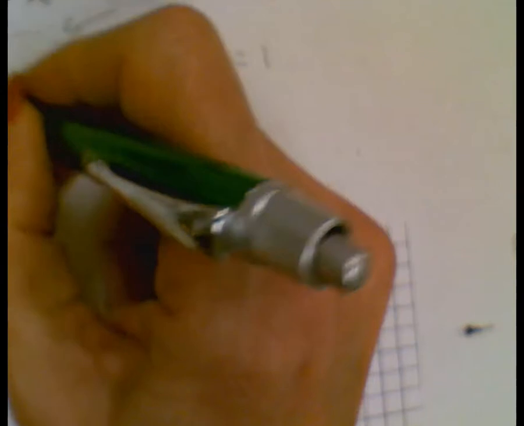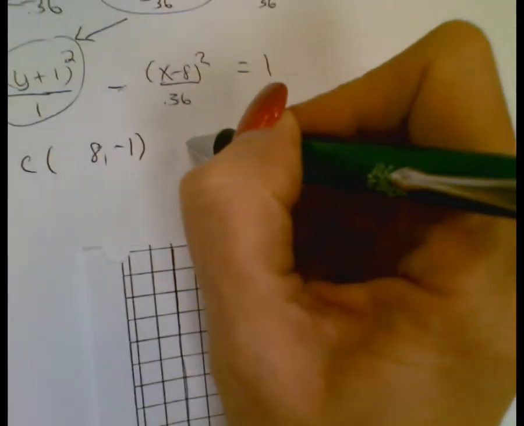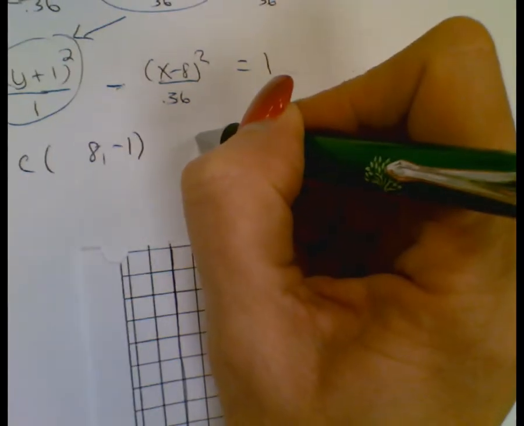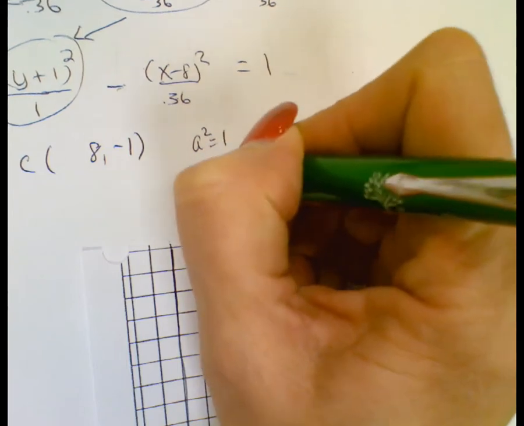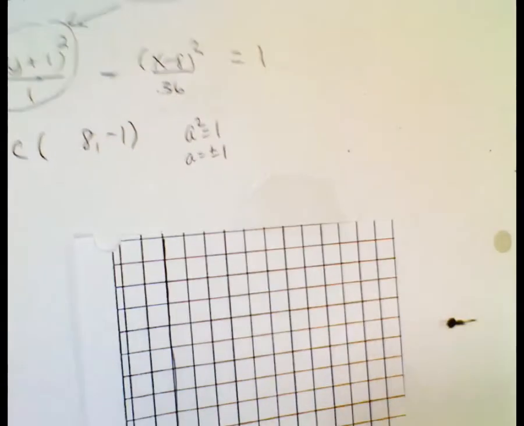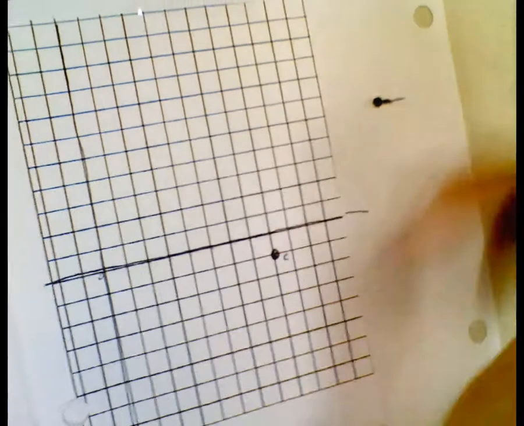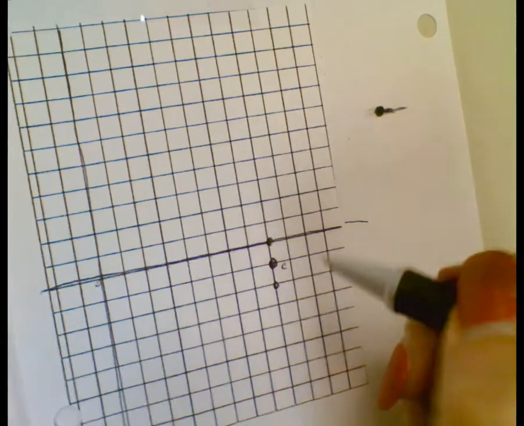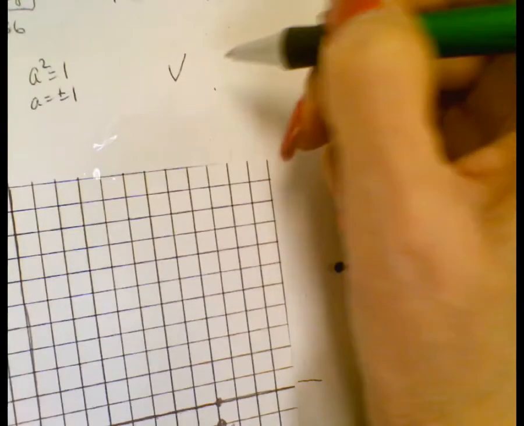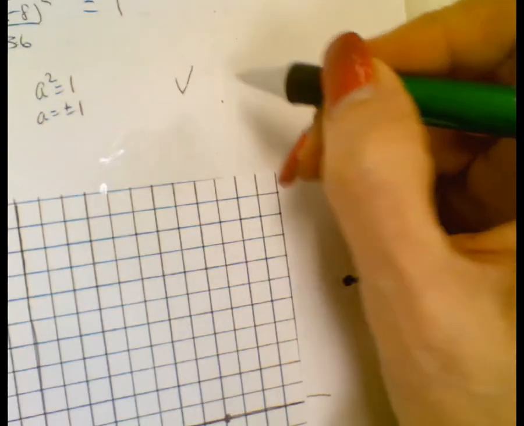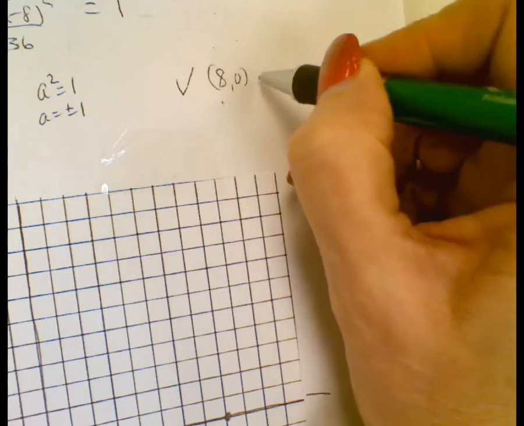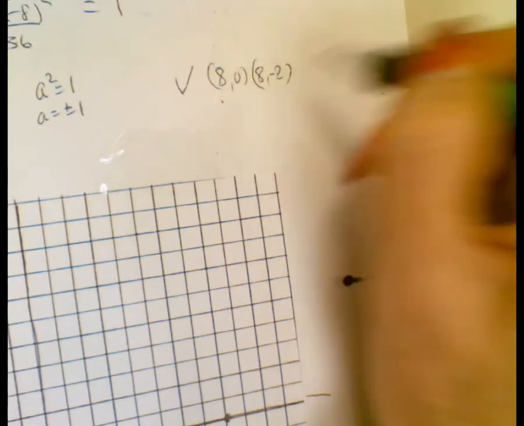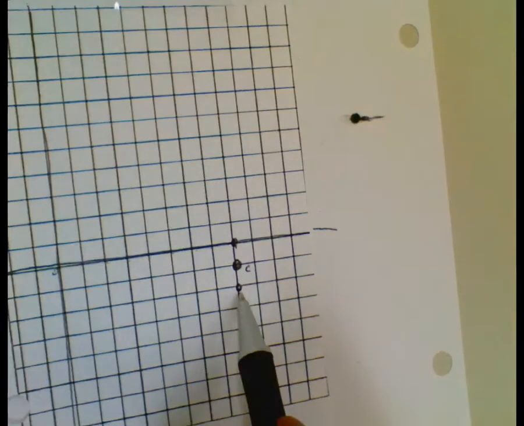Now, it's going to go up and down 1. Your a squared is 1, so a is plus or minus 1. That means you're going to go up 1, because it's under the y. You're going to go up 1, down 1. So those vertices are 8, 0, and 8, negative 2. Those are your vertices.